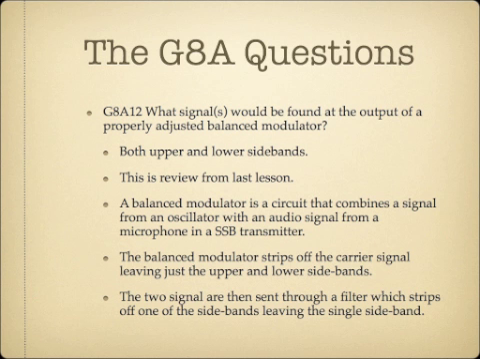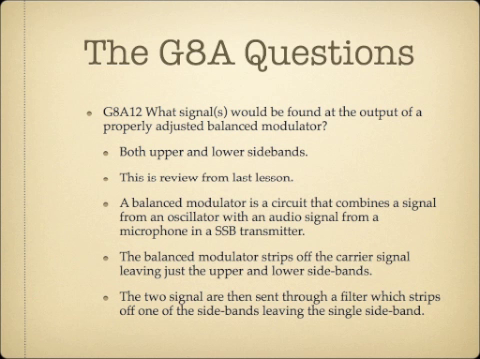Now, a balanced modulator is a circuit in a single sideband transmitter which combines a carrier signal from an oscillator with an audio signal from a microphone. And the balanced modulator basically produces an AM signal. If you remember, the anatomy of an AM signal is you have a carrier wave and you have two sidebands. One sideband above the frequency of the carrier wave and one sideband below the carrier frequency. Now, the balanced modulator will strip off the carrier wave from these.